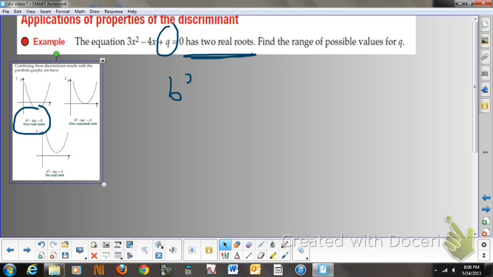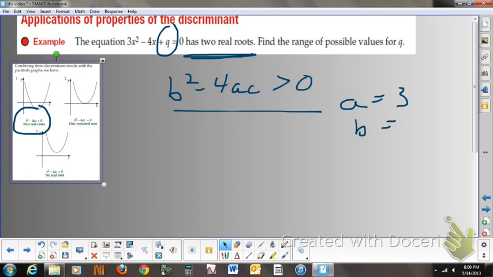So we know the situation. We know that to be the case. What we don't know is, we know A is 3 and we know B is -4, but we don't know C, and we've got to find what C is, or the range of the possible values for Q, sorry, Q. So C is Q, and we've got to find the range of the possible values, which means it's not going to be just one solution.